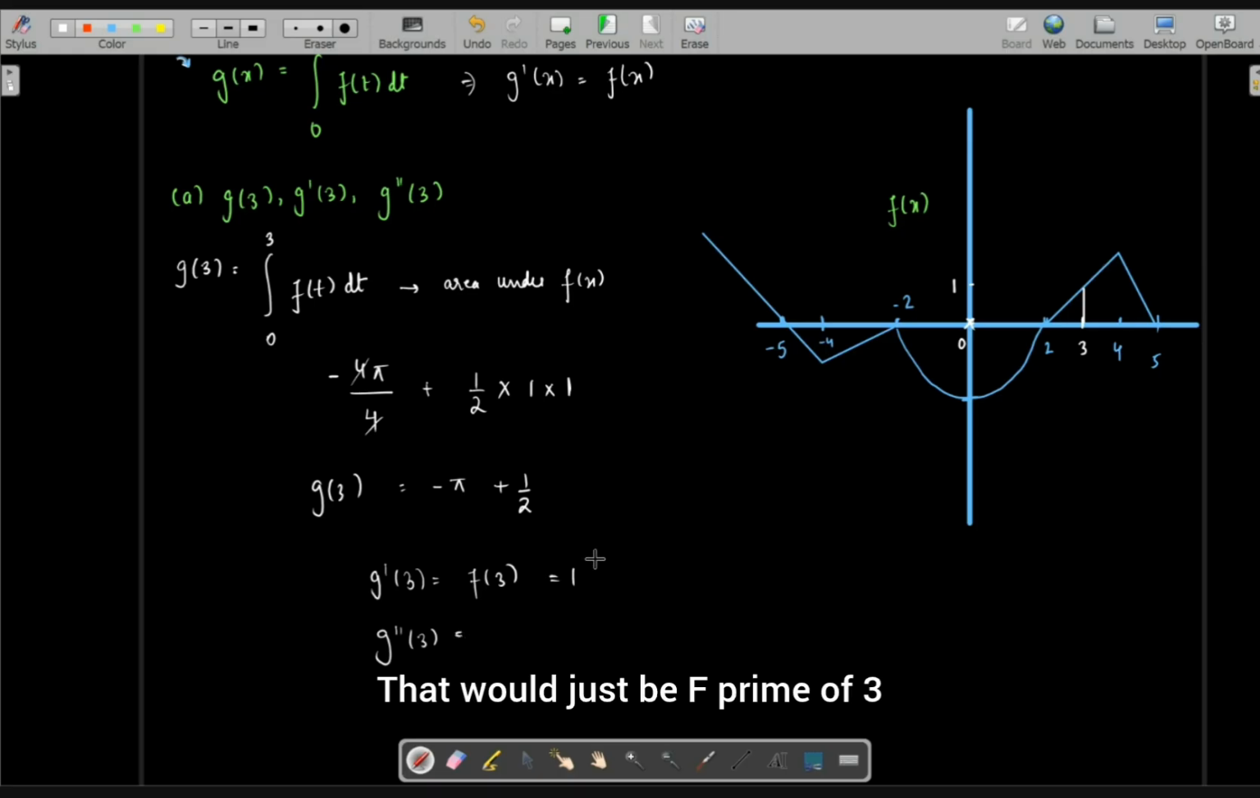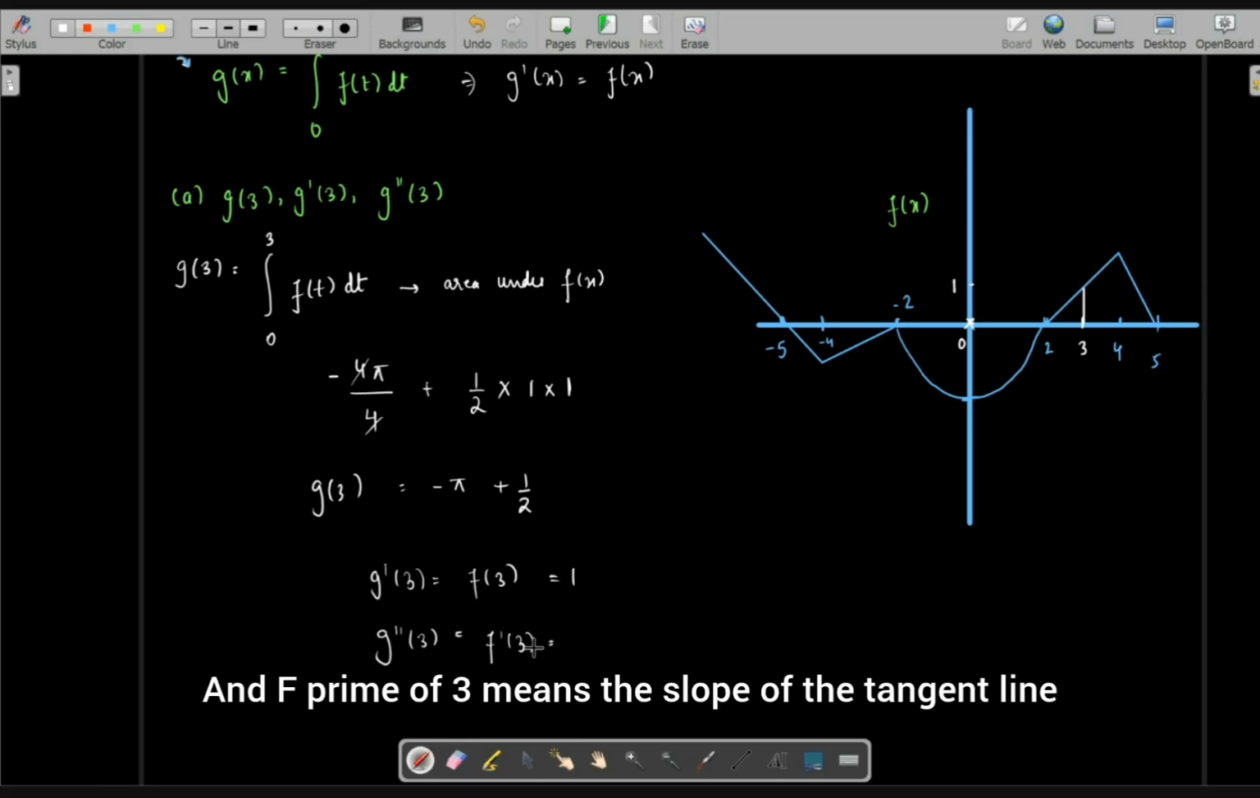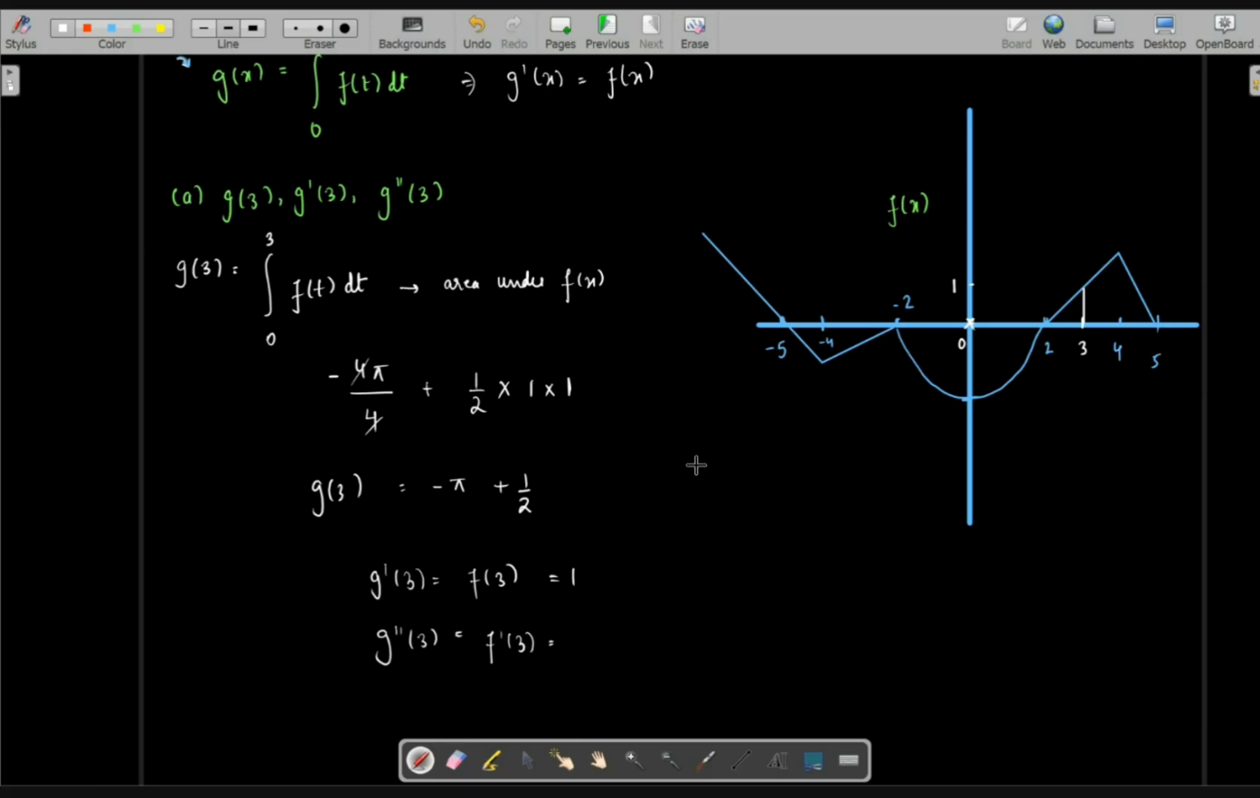Now g double prime of 3. That would just be f prime of 3. And f prime of 3 means the slope of the tangent line at 3 on this graph. At 3, this is a linear function, so at this point you can find the slope. You will get rise over run, you'll get 1, right? So that's g double prime.